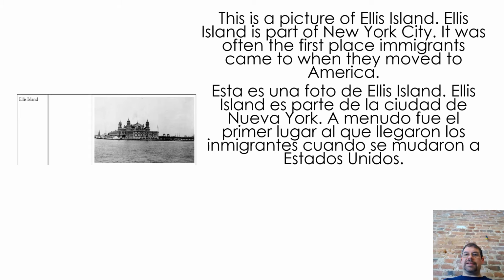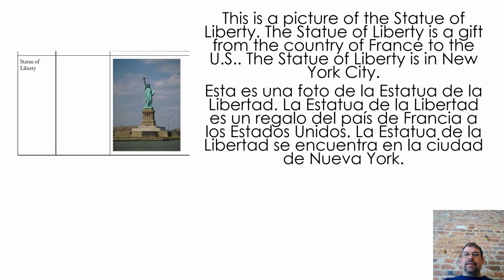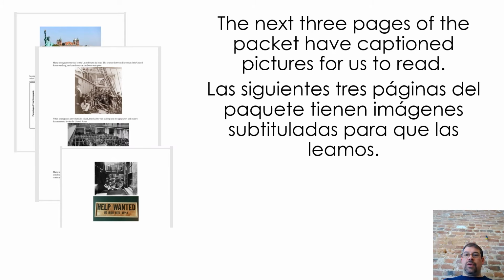This is a picture of Ellis Island. Ellis Island is a part of New York City. It was often the first place immigrants came to when they moved to America. This is a picture of the Statue of Liberty. The Statue of Liberty is a gift from the country of France to the U.S. The Statue of Liberty is in New York City. The next 3 pages of the packet have captioned pictures for us to read.